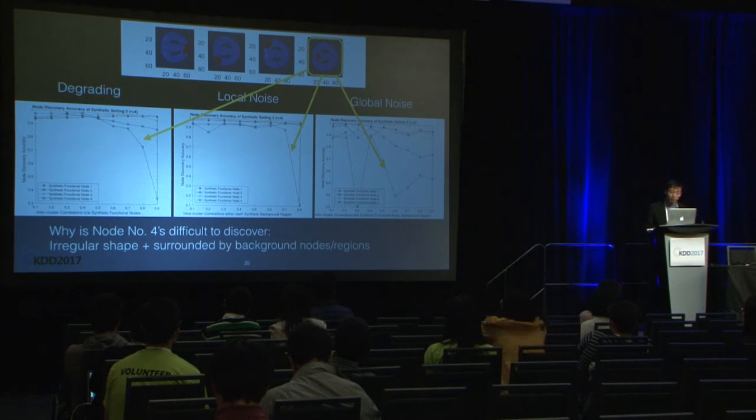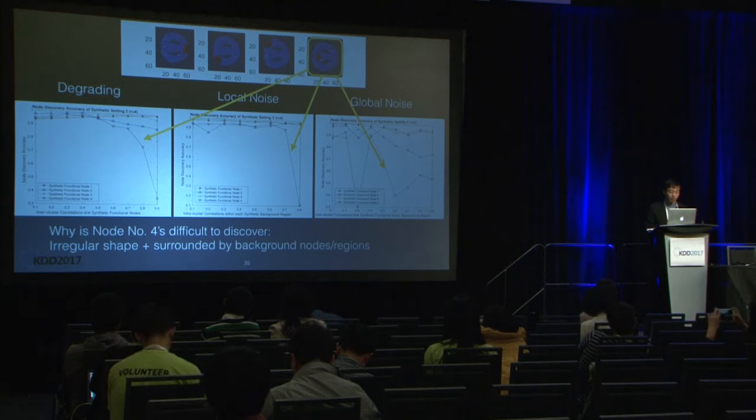From the numerical evaluations on the node discovery accuracy, we found that the different nodes are not equally well discovered in different settings. One observation is that the node number 4 in the yellow circle tends to be the most difficult to discover. There are several tentative explanations for this. One is that it has a very notable irregular shape, and the other is that it is created when it's surrounded by background regions and nodes. This actually further emphasizes the importance of introducing spatial properties to get useful clustering results from spatiotemporal data.